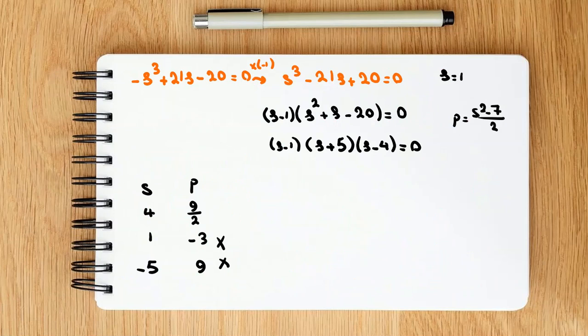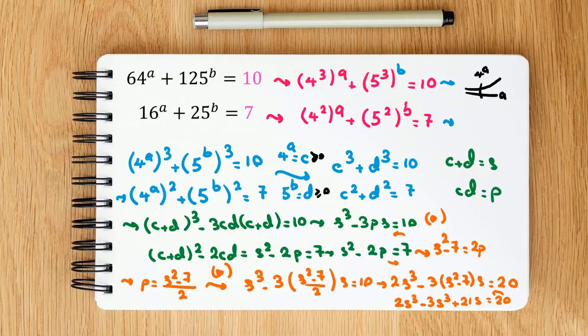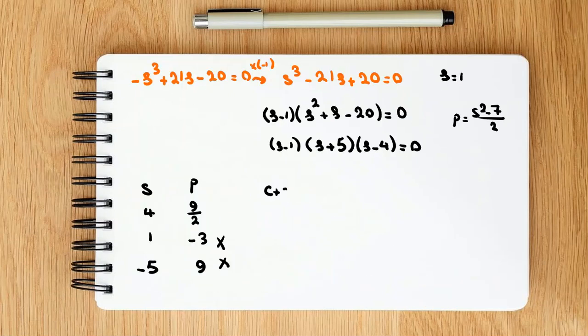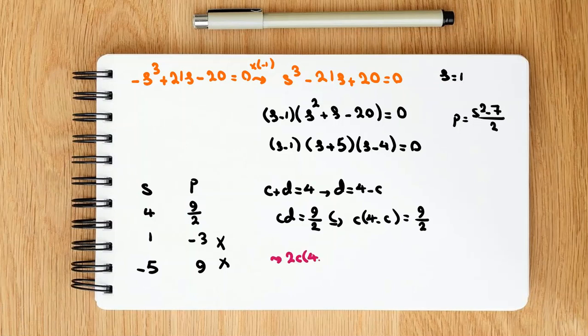Now let's check this one. Here C plus D is 4, and CD is 9 over 2. From this part, D is 4 minus C. If we replace it here, C times (4 minus C) equal to 9 over 2. We can multiply both sides by 2, then 2C times (4 minus C) equal to 9. Now it will be 8C minus 2C squared equal to 9. Now we take all things to the right hand side: 2C squared minus 8C plus 9 equal to 0.